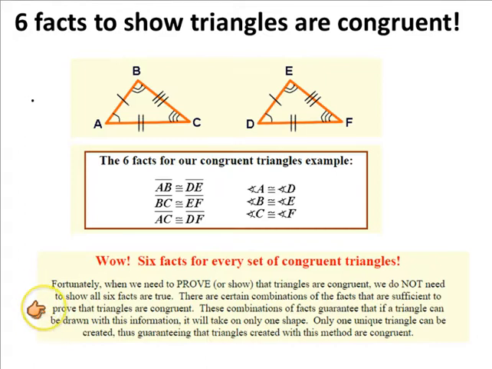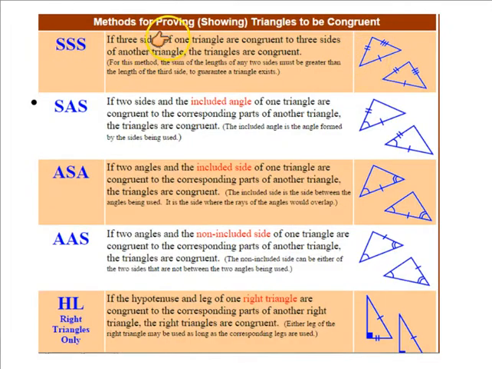These combinations of facts guarantee that if a triangle can be drawn with that information, it will take on only one shape. So we're going to learn about the combinations that we can use so that we don't have to prove that all 3 corresponding sides are congruent and all 3 corresponding angles are congruent. We're going to learn some shortcuts. So here are the methods for proving that triangles are congruent.